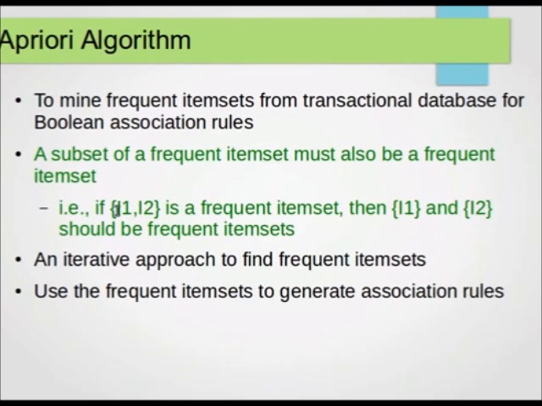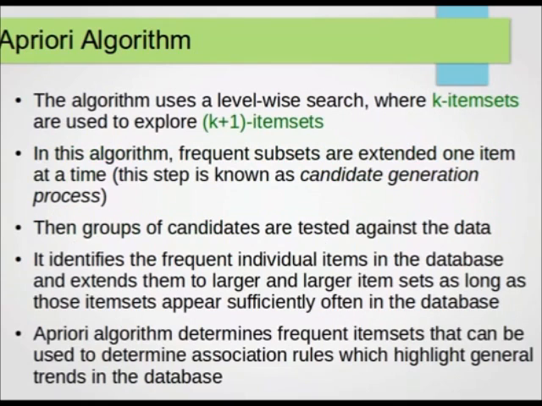For example, if we have an item set which has two items, item 1 and item 2, and it's a frequent item set, then the subset of item 1 and the subset of item 2, both of them are considered frequent item sets. It's an iterative approach, so it runs through several iterations to find frequent item sets, and it uses the frequent item sets to generate association rules.